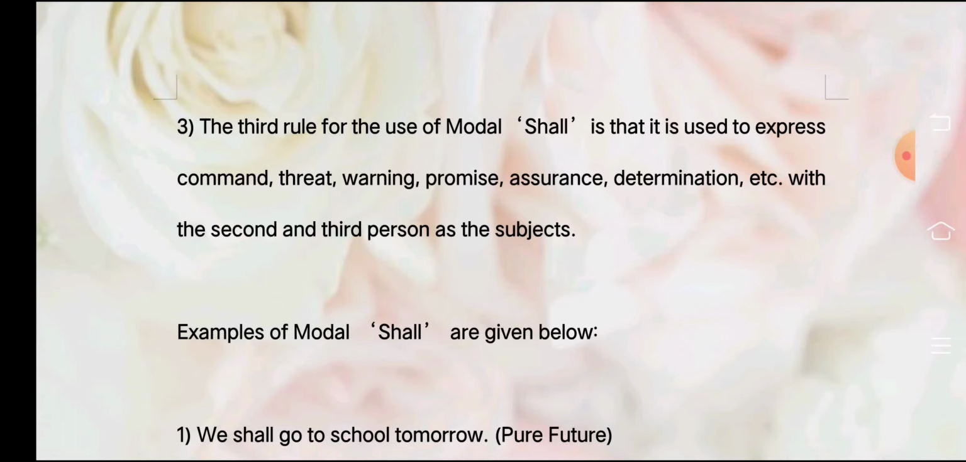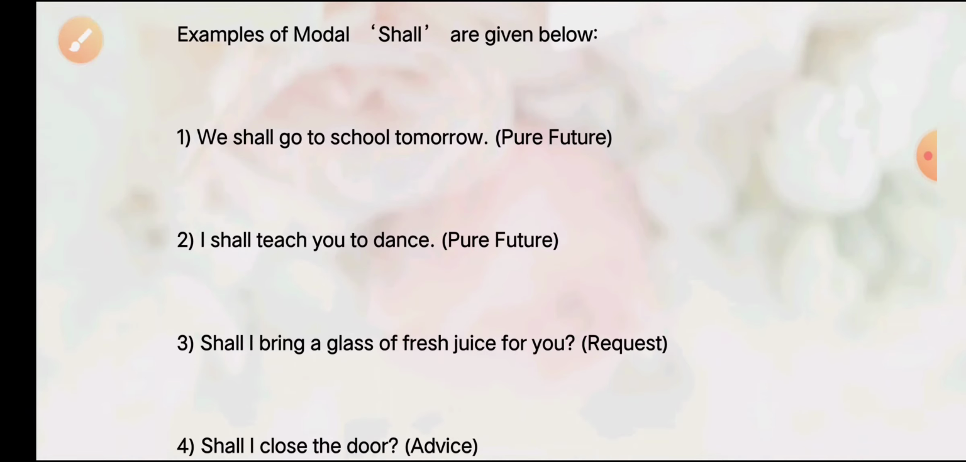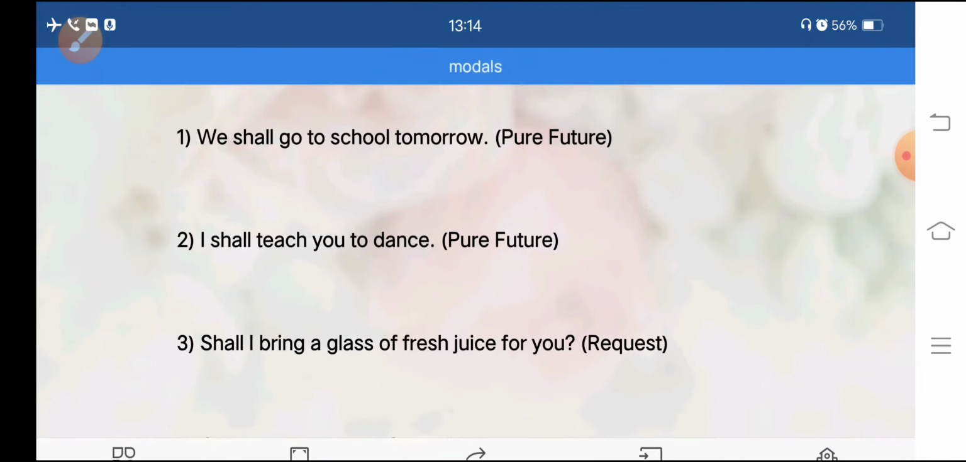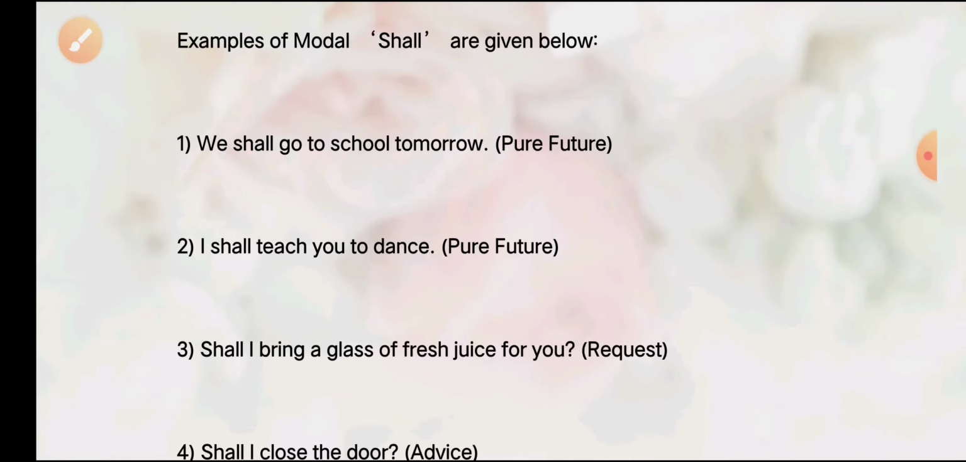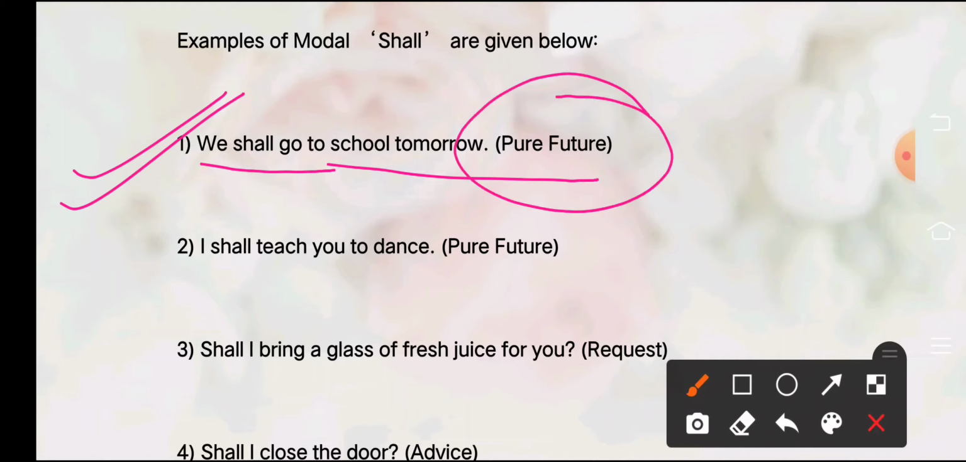Now let's see the examples of shall. Okay, so first one is: we shall go to school tomorrow. So this is showing the first rule, that in simple future tense with we and I, shall is used, right? So this is pure future or future indefinite or simple future.